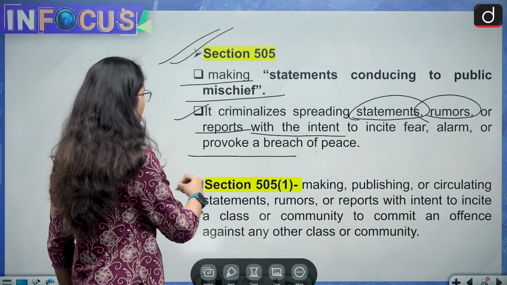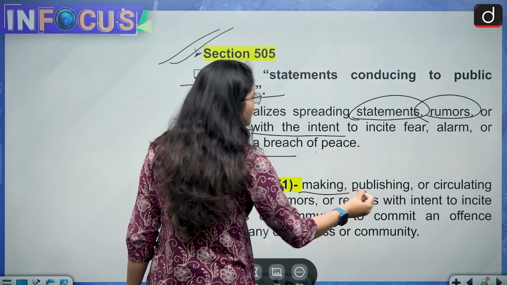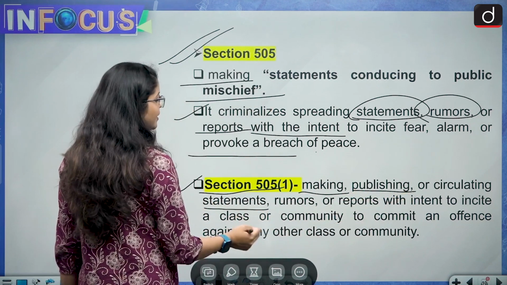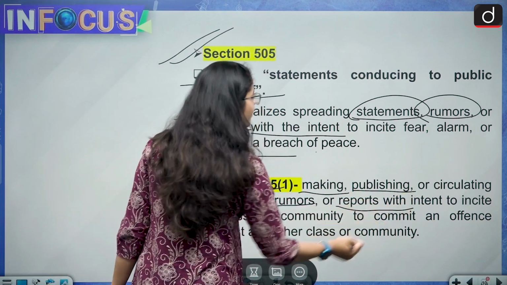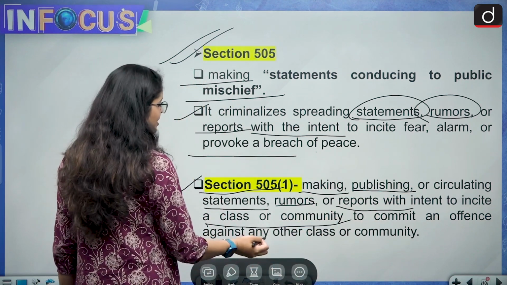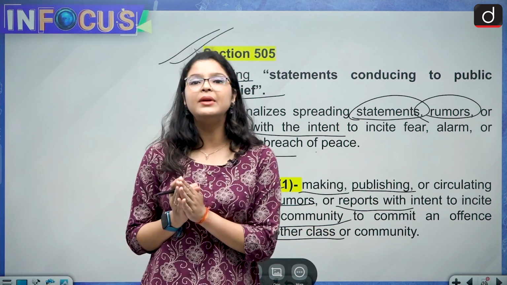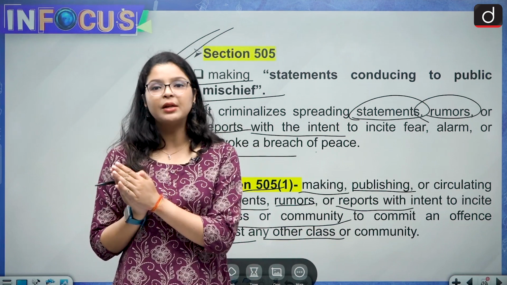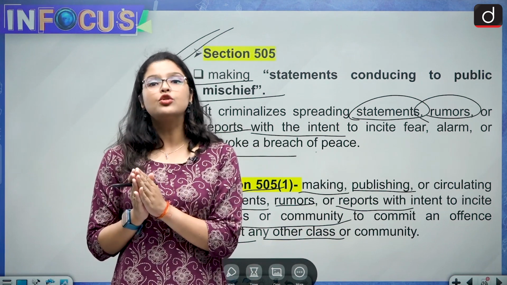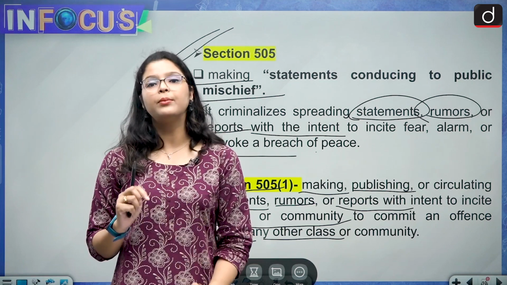Then there is Section 505(2), which punishes making, publishing or circulating statements, rumors or reports with intent to incite a class or community to commit an offense against any other class or community. So basically it criminalizes spreading of statements, reports or rumors so as to incite hate or violence between two different communities.